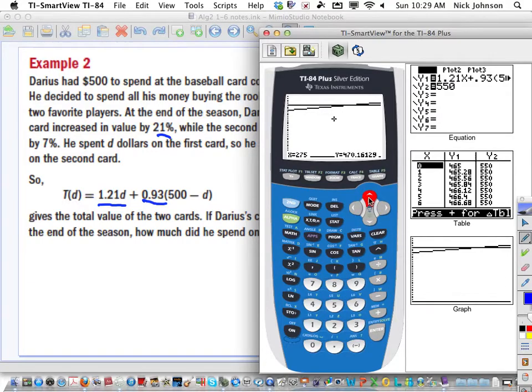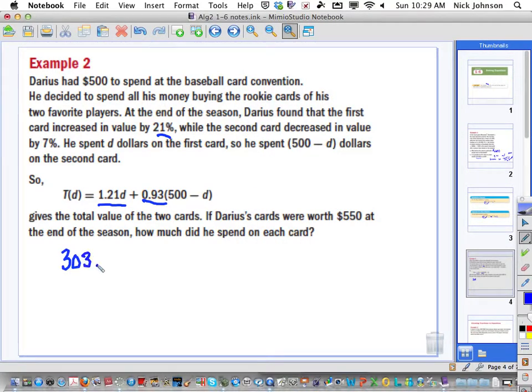But if you scroll up here now, see that's a little bit better. There's right at my 550. And if I scroll over about right here, it's going to tell me, but that's about right where they intersect at. That says about $303.72. $303.72 for the first card.